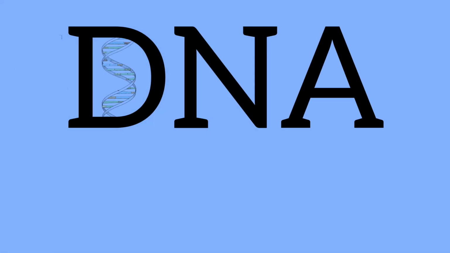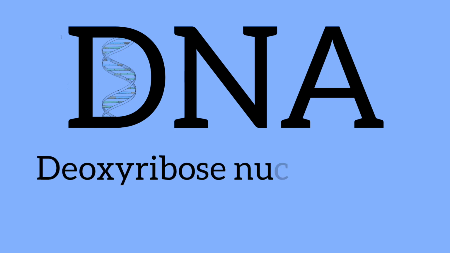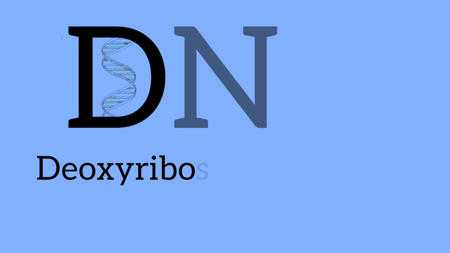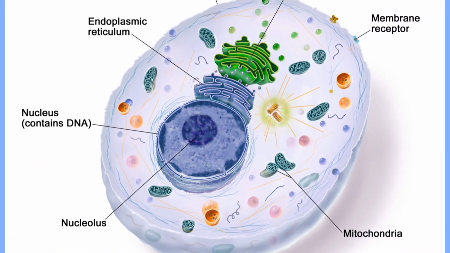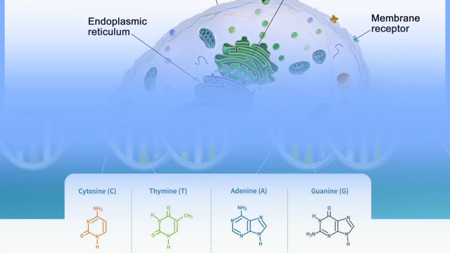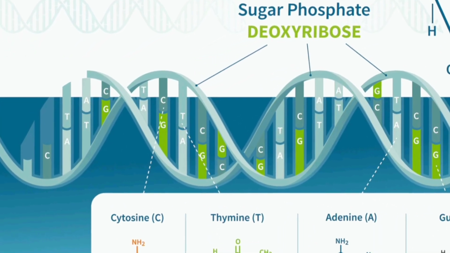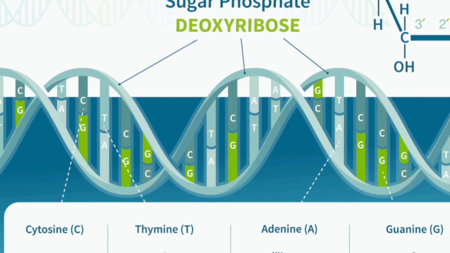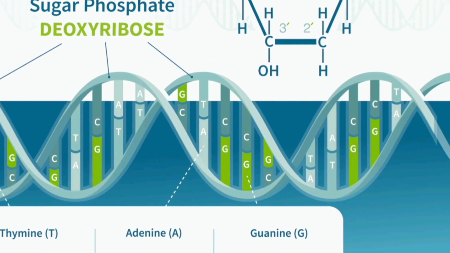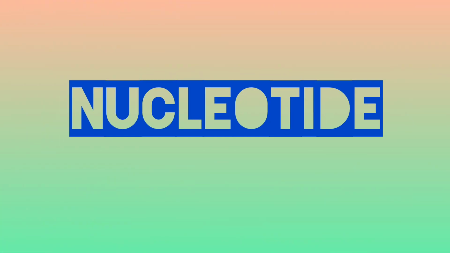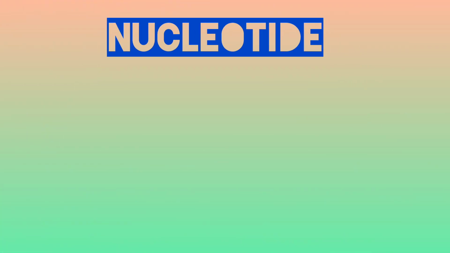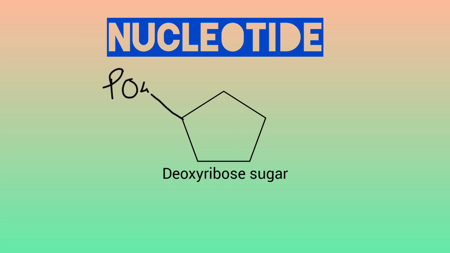So DNA stands for deoxyribose nucleic acid. DNA is a chemical substance which is present in the nucleus of all living cells. DNA is a very large molecule made up of long chains of subunits, and the subunit is called a nucleotide. Each nucleotide is made up of a sugar called deoxyribose sugar, a phosphate group that is PO4, and an organic base.